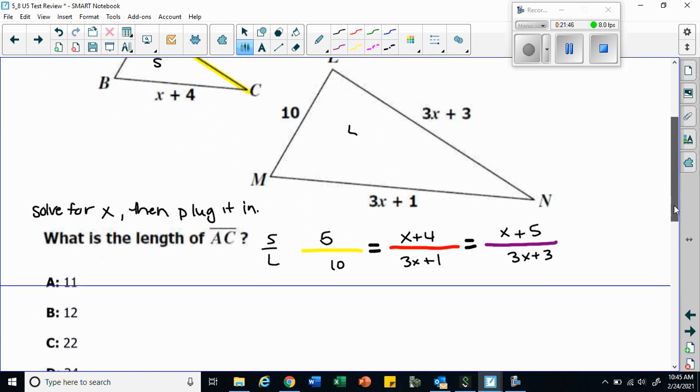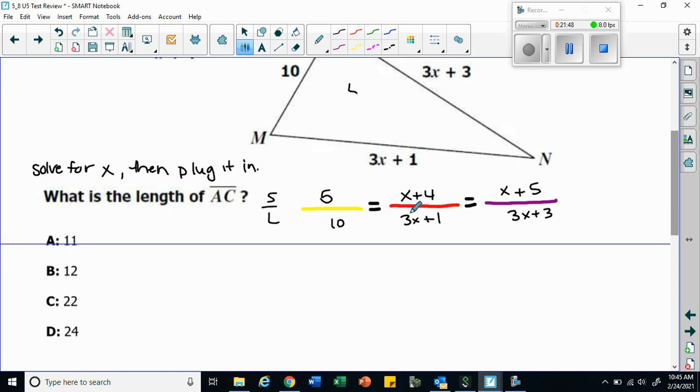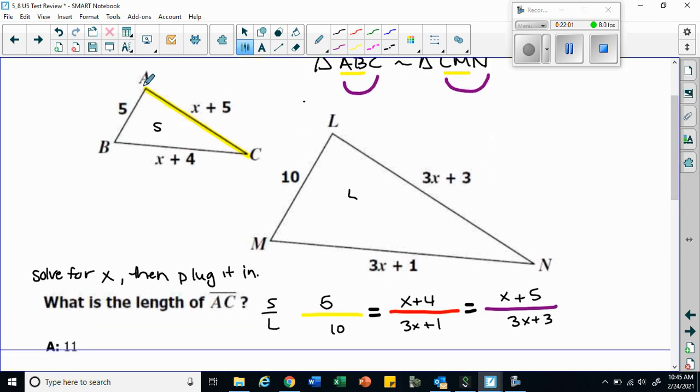Now remember what I said. There's 3 of these. We cannot cross multiply all 3 of them. We cannot cross multiply your purple and your red because there's variables in your red and variables in your purple. Plus, we need to find AC, which is X plus 5. I'm going to put a little mark over here. So that means we need to multiply our purple with our yellow that has 2 whole numbers.